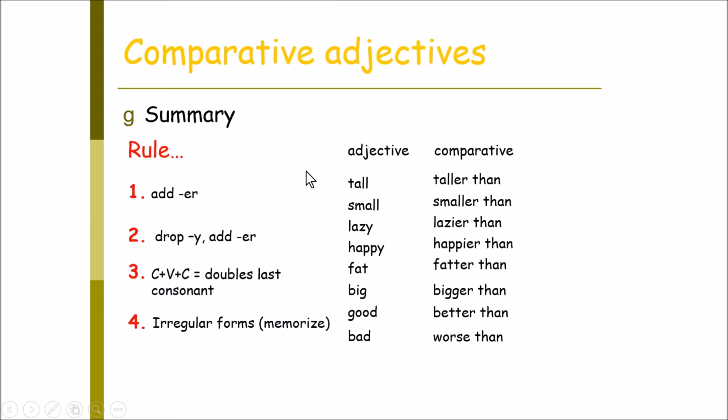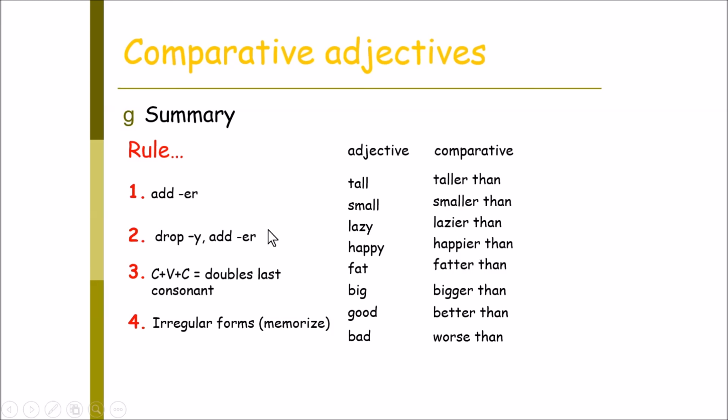The summary of the comparative adjectives is the following. Rule number one, just simple as this. When you have a one-syllable adjective, just add er at the end. For example, tall, small. The comparative forms are taller than and smaller than. Rule number two: when the adjective ends in y, you have to drop the letter y and add er. But before this er, you have to add the letter i. So for example, lazy, lazier than, and happy, happier than.